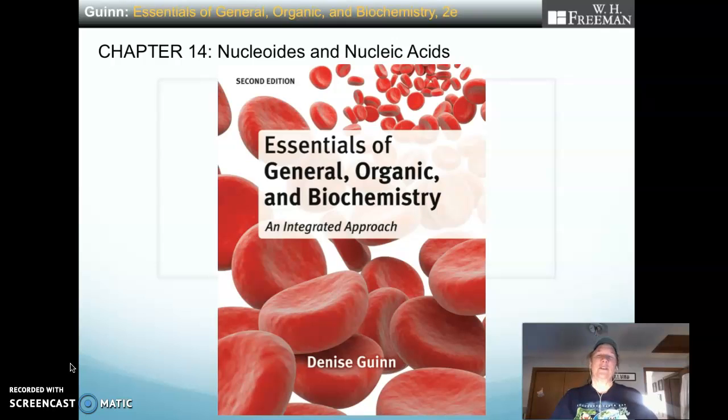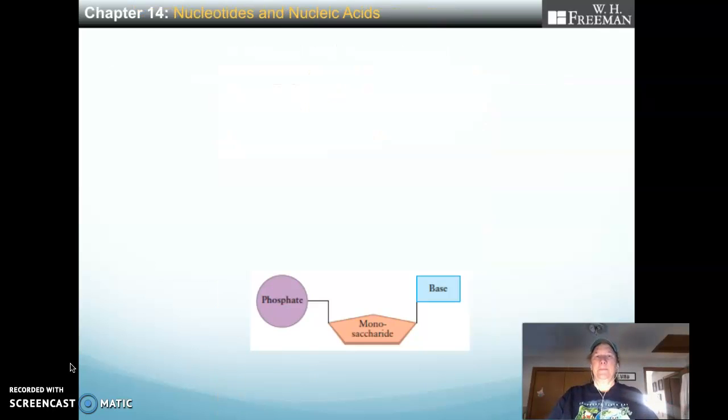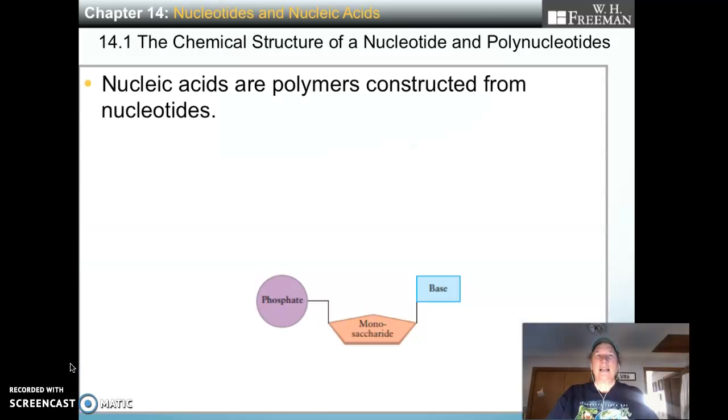one that's a little different because those other ones are kind of in foodstuffs and things like that. Now we're going to talk about nucleic acids, which are a biomolecule but a little bit different than the other three. Okay? When we talk about nucleic acids, they're made out of basically three things.